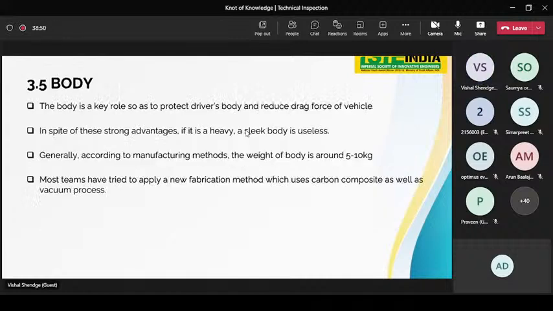In body. The body has a key role so as to protect the driver's body and reduce drag force of the vehicle. In spite of this strong advantage, if it's heavy, a sleek body is useless. Generally, according to manufacturing method, the weight of the body is around 5 to 10 kg. Most teams have tried to apply new fabrication methods which use carbon composite as well as vacuum process.